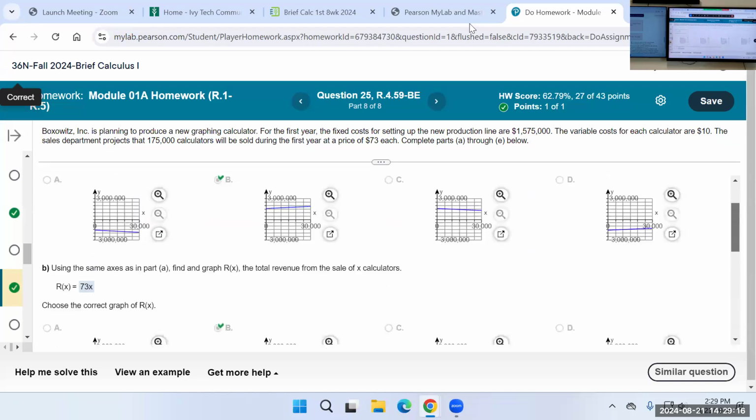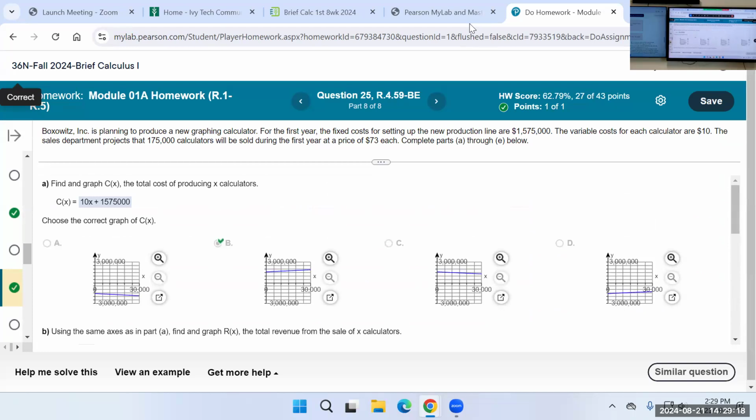Here is an applications problem, and I wanted to at least demonstrate an example like this. We're planning to produce a new graphing calculator for the first year. Fixed costs for setting up a new production line are $1,575,000. The variable cost for each calculator is $10. The sales department projects that 175,000 calculators will be sold the first year, and the price will be $73. Complete the remainder.